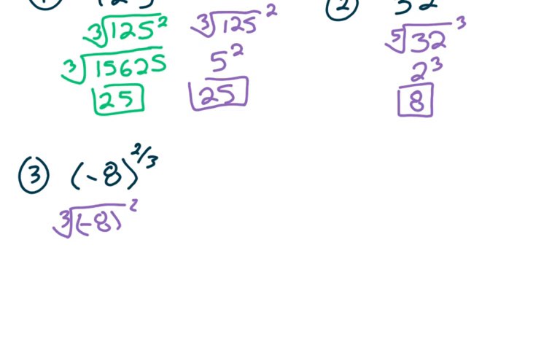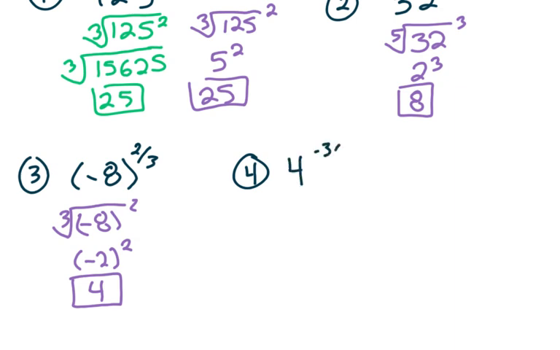All right. The cube root of negative 8 is negative 2. So this becomes negative 2 squared. And negative 2 squared is a positive 4. All right. So that's if the number is negative. You just treat it like a negative number. Now what happens if the exponent is negative? So if I have 4 to the negative 3/2 power.